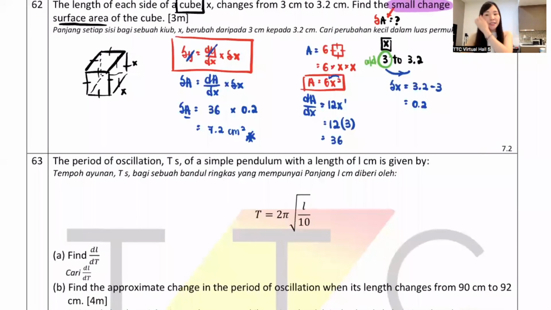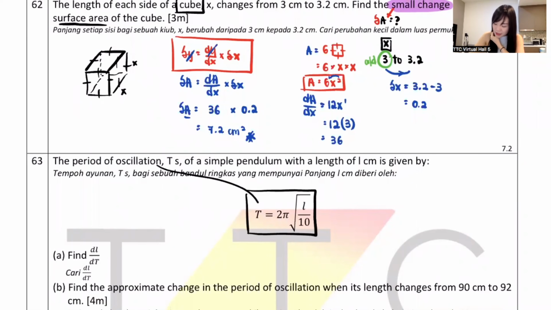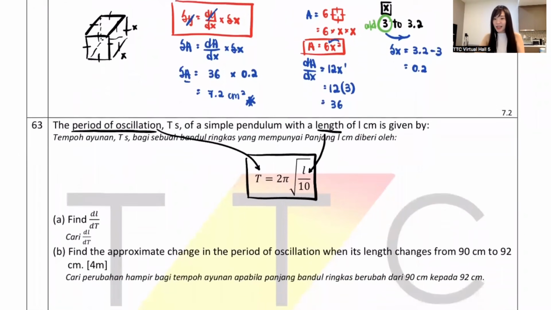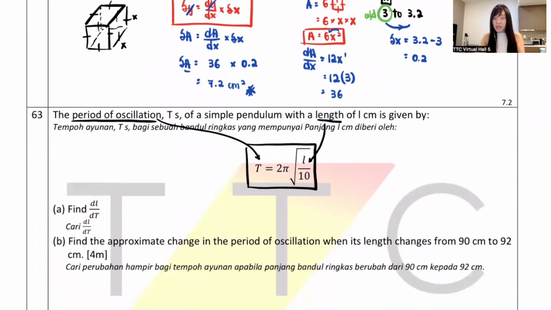63, okay? They say, the period of oscillations T of a simple pendulum with a length L is given by this. So guys, they give me an equation. Remember, the T is the period of oscillations. The L is the length. Everything they say, I just mention it, okay? So next they say, A, find dL dt.